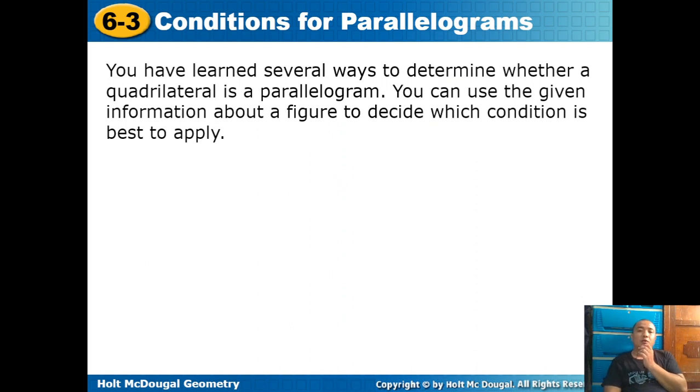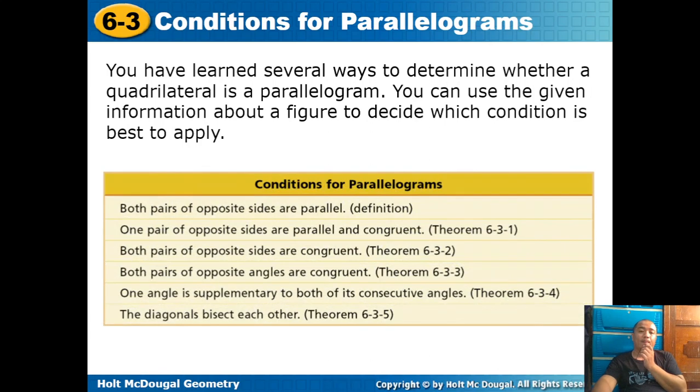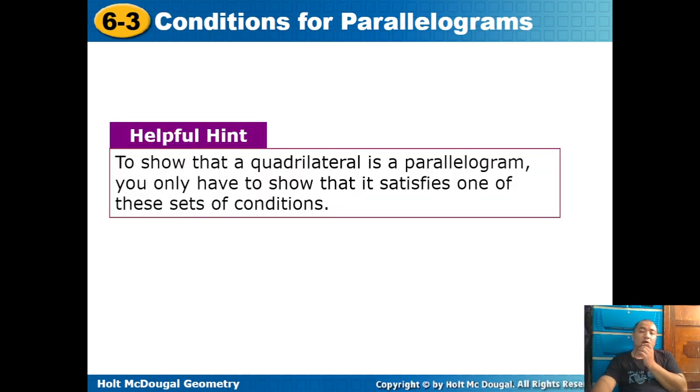So you have learned several ways to determine whether a quadrilateral is a parallelogram. You can use the given information about the figure to decide which condition is best applied. To summarize, we have here the conditions for parallelograms. Both pairs of opposite sides are parallel. One pair of opposite sides are congruent and parallel. Both pairs of opposite sides are congruent. Both pairs of opposite angles are congruent. One angle is supplementary to its consecutive angles, and the diagonals bisect each other. To show that the quadrilateral is a parallelogram, we only have to show that it satisfies one of these sets of conditions.